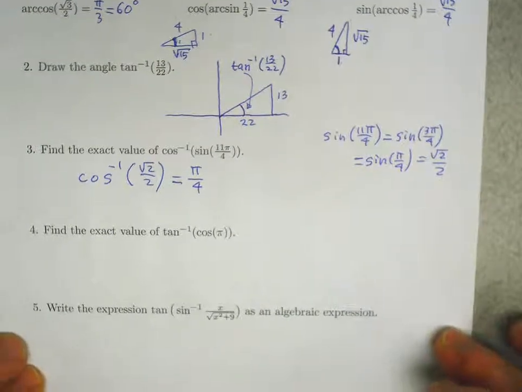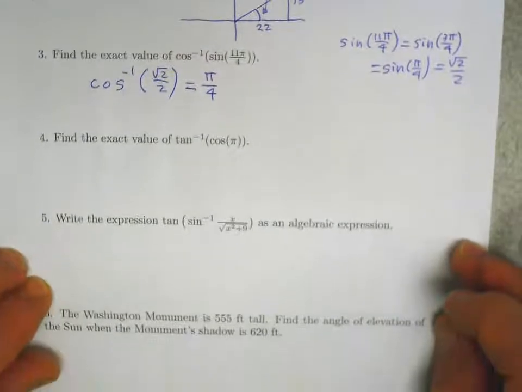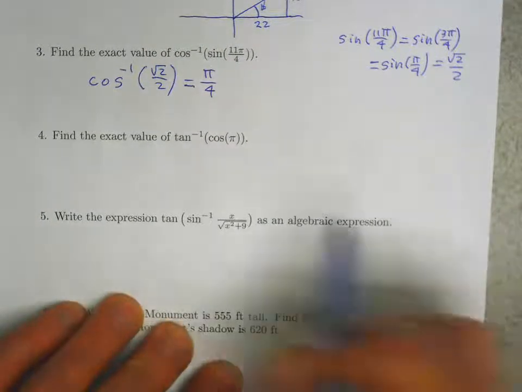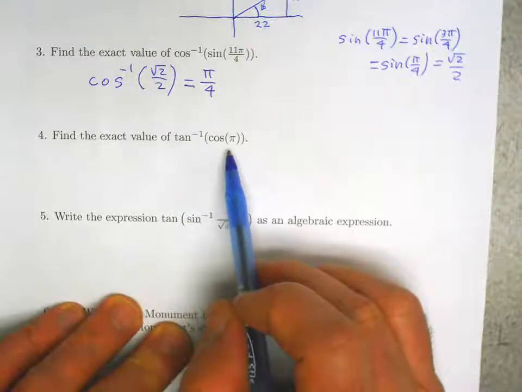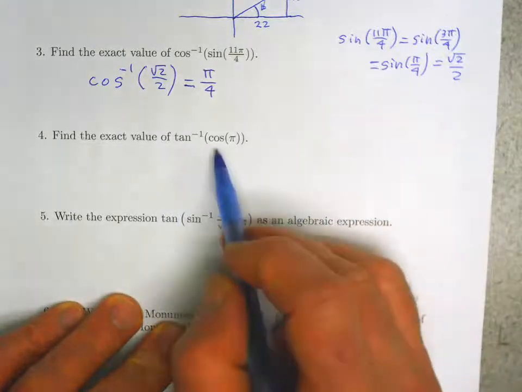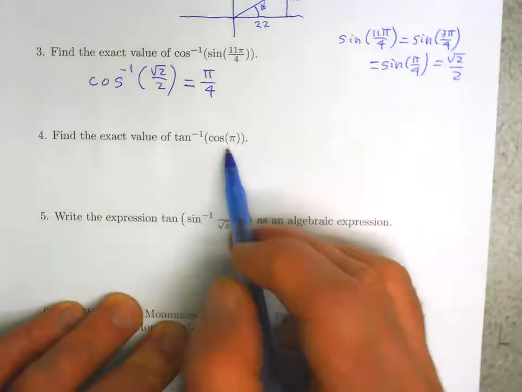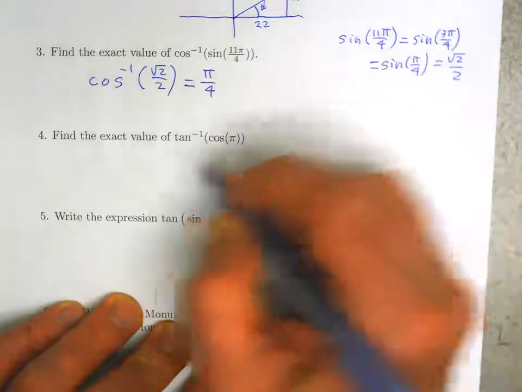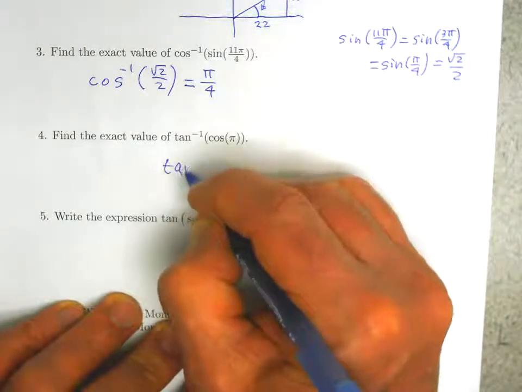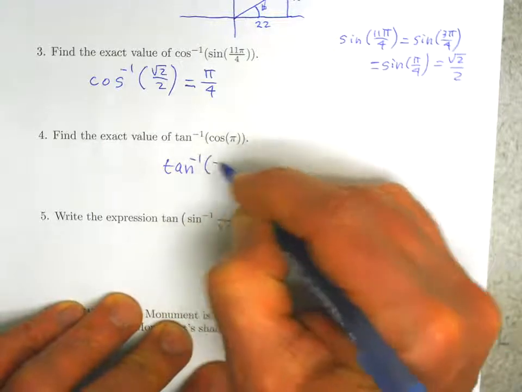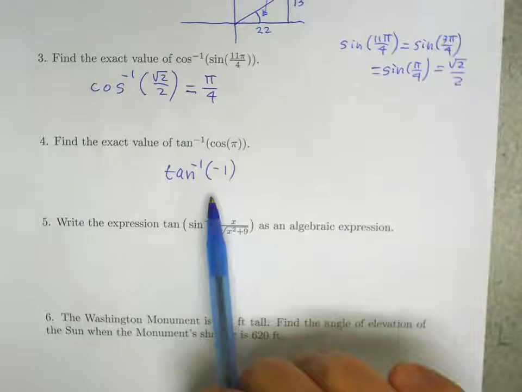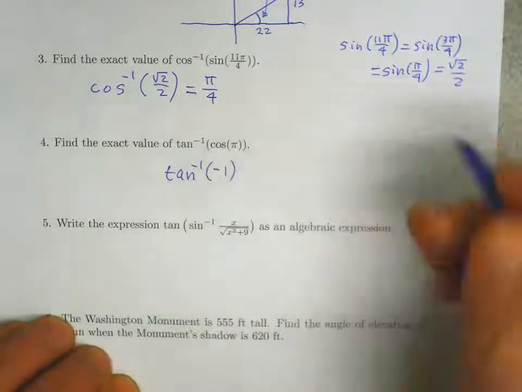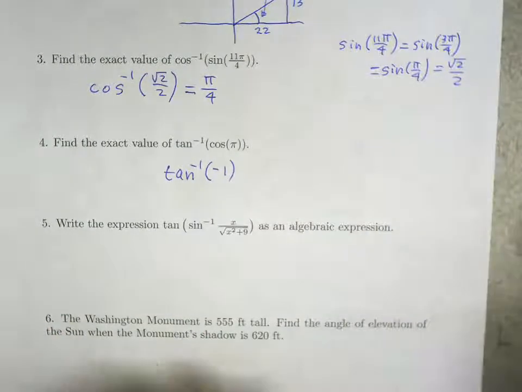Okay, the next one will be perhaps a little easier. Find the exact value of the inverse tangent of cosine of pi. We know that the cosine of pi is -1. And then the inverse tangent of -1. So this is equal to the angle whose tangent is -1.